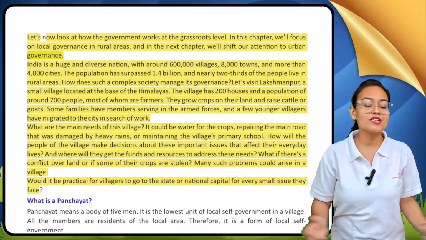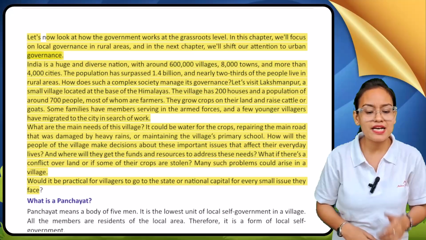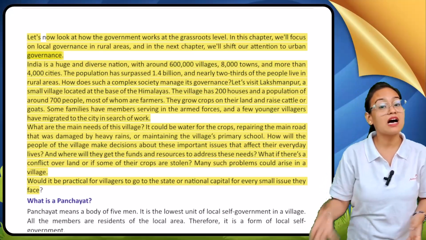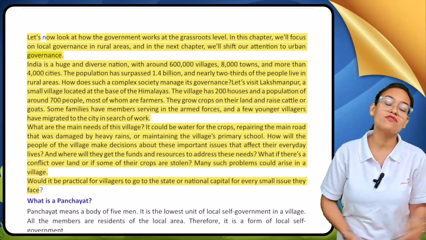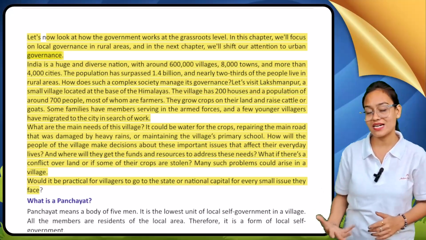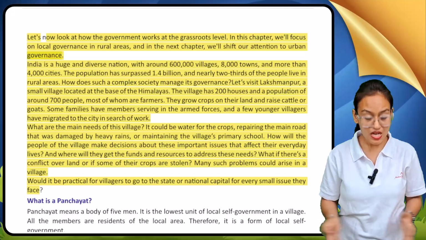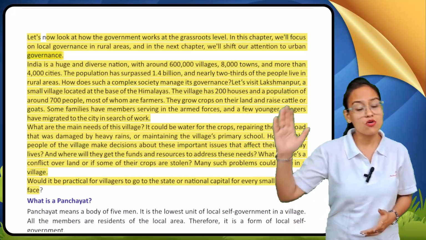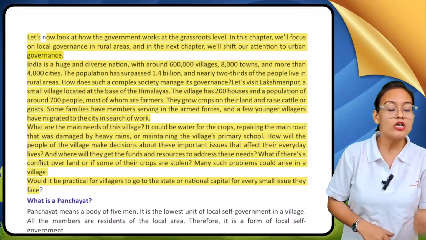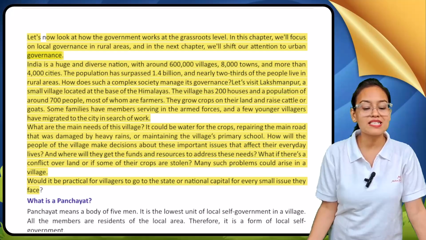You all know, my dear students, India is a very huge and diversified nation. In India, about 6 lakh villages are present, and 8,000 towns, and more than 4,000 cities. So you can understand how huge a country India is. Our population has surpassed 1.4 billion, and nearly two-thirds of the people of India live in rural areas. How does such a complex society manage its government?